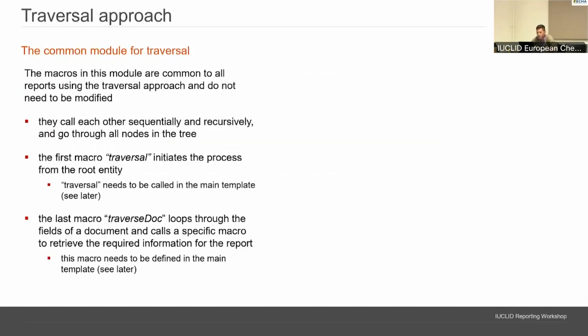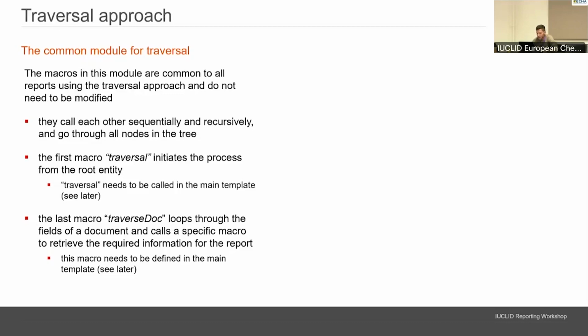It basically contains a set of macros that, as I said, are common to all the reports using this approach. And they don't need to be modified. You just have to use this module, but you don't need to modify any code that is there. These macros call each other sequentially and recursively so that they go through all the nodes in the tree, as I explained before. I will not mention all the contents of this template because it's quite complex, but I will mention a bit about the first macro and the last macro of the sequence.